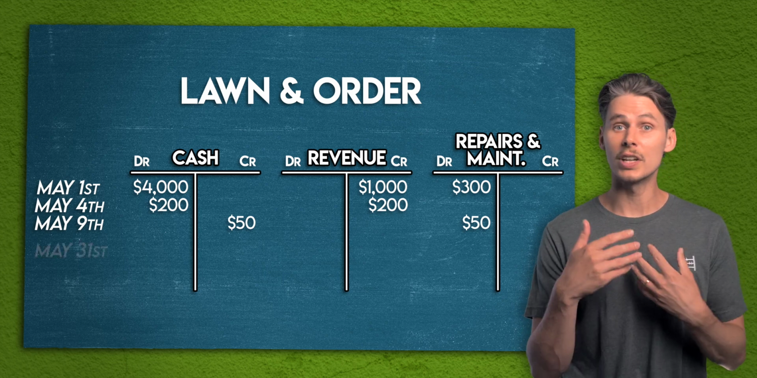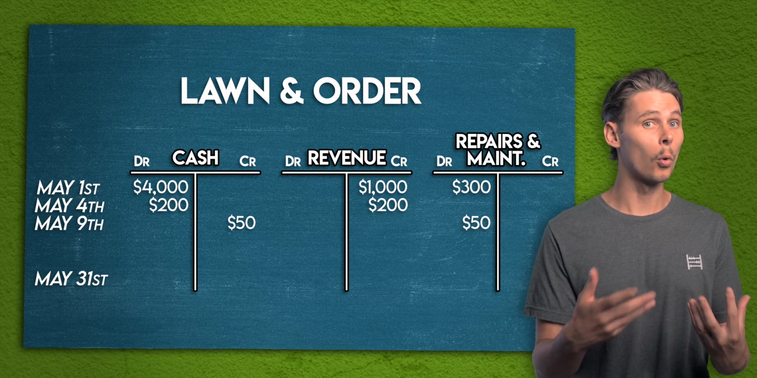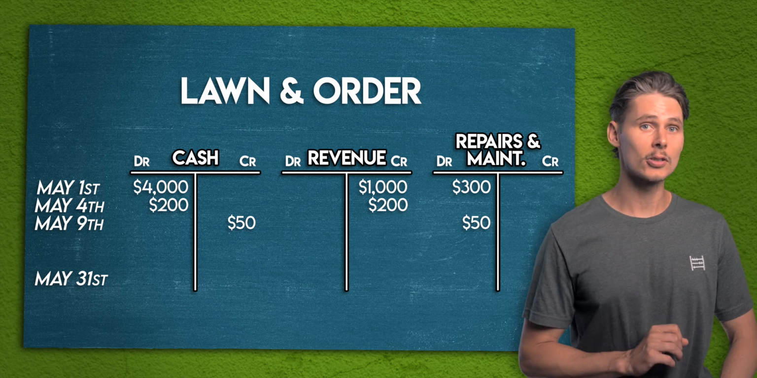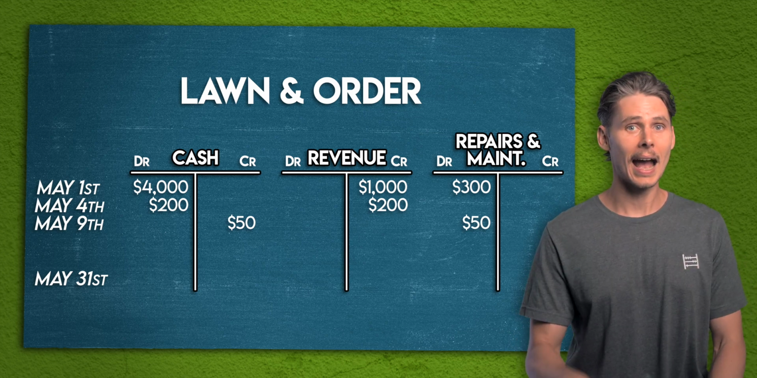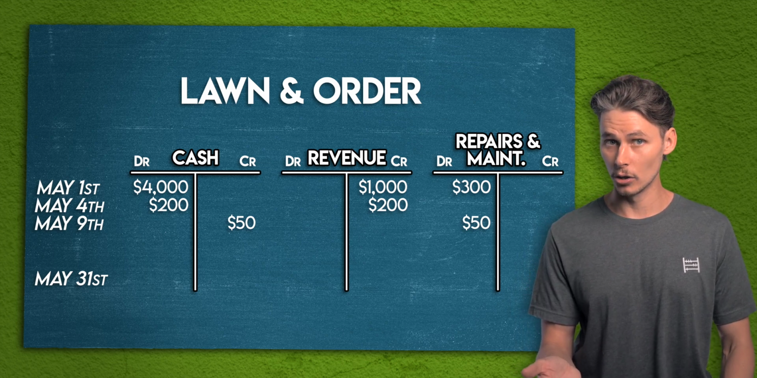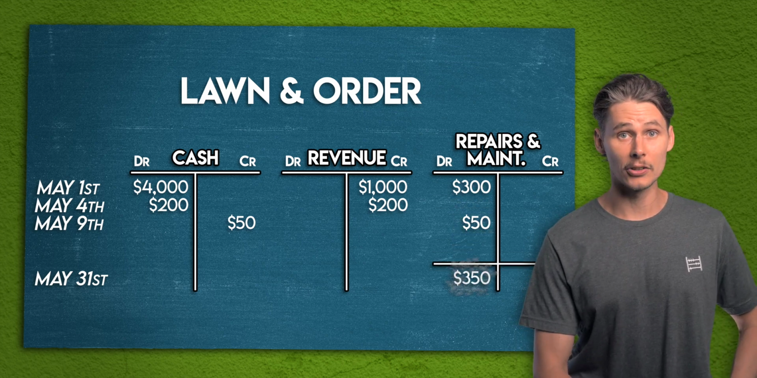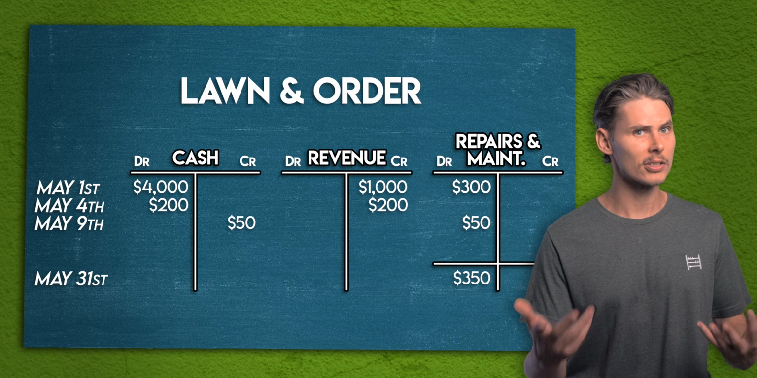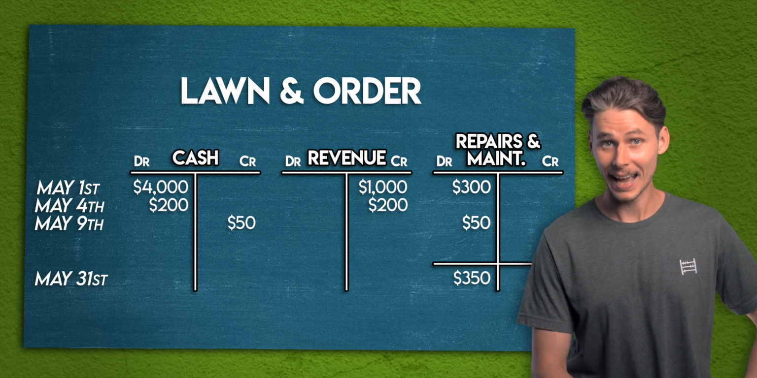Now let's say we've reached the end of May. How do we calculate the closing balances of all these accounts? It's quite simple. We total the debits on the left and the credits on the right. Repairs and maintenance had an opening balance of $300 and a repair cost of $50. So its closing balance is $350 on the left or the debit side of the T account, as we'd expect for a normal debit account.